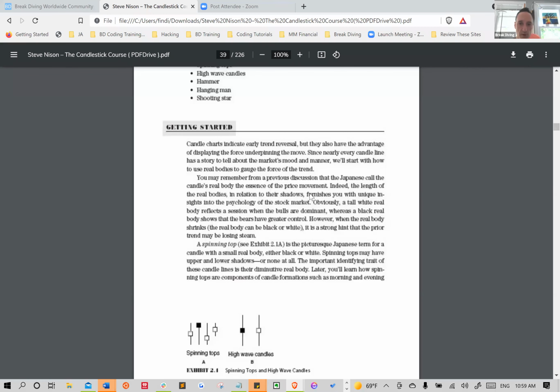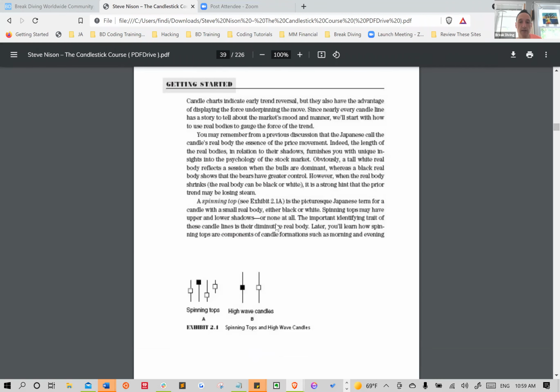You may remember from a previous discussion that the Japanese called a candle's real body the essence of the price movement. Indeed, the length of the real bodies in relation to their shadows furnishes you with unique insights into the psychology of the stock market. Obviously, a tall white real body reflects a session when the bulls are dominant, whereas a black real body shows the bears have greater control. But when the real body shrinks, it's a strong hint that the prior trend may be losing steam.